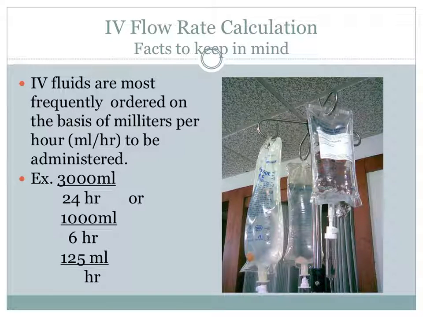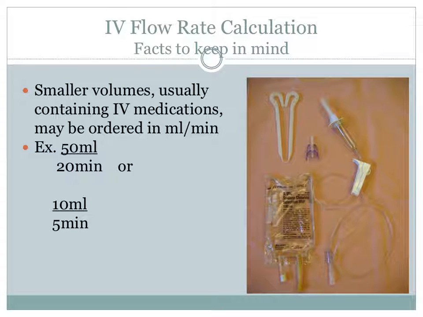Again, IV fluids are most frequently ordered on the basis of milliliters per hour, abbreviated mL/hr, to be administered. For example, 3,000 mL over 24 hours, or 1,000 mL over 6 hours, or 125 mL per hour. Keep in mind that smaller volumes, usually containing IV medications, may be ordered in milliliters per minute. For example, 50 milliliters over 20 minutes or 10 milliliters over 5 minutes. Also, this may be used in pediatric or neonatal settings.